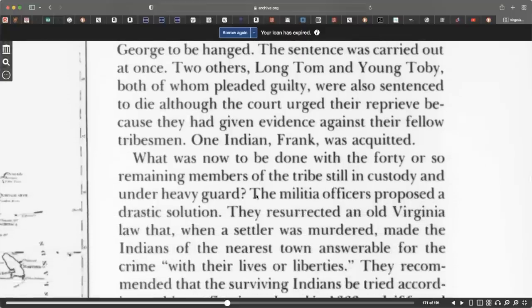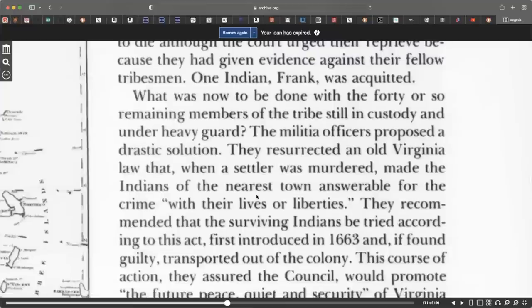What was now to be done with the 40 or so remaining members of the tribe still in custody and under heavy guard?